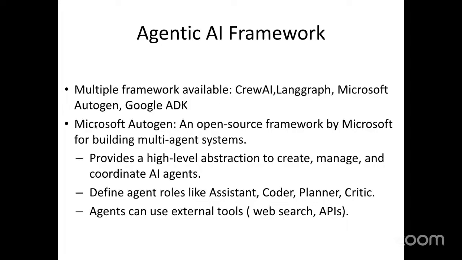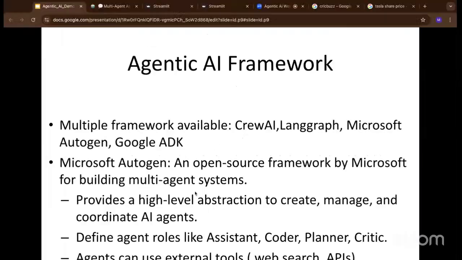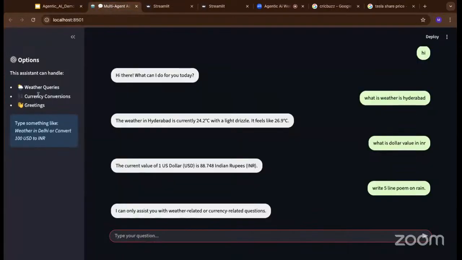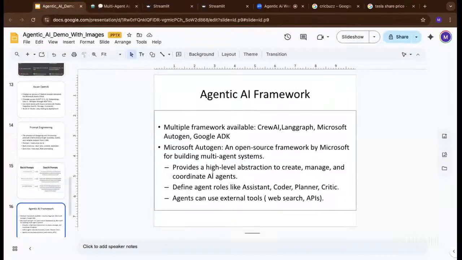Microsoft AutoGen is an open source framework by Microsoft. Using this, we can create a multi-agent kind of system. What does multi-agent mean? Here is one agent for weather, one agent for currency, and one agent for calculator. You can add multiple agents according to your need and create the system. So this is what an Agentic AI framework is.